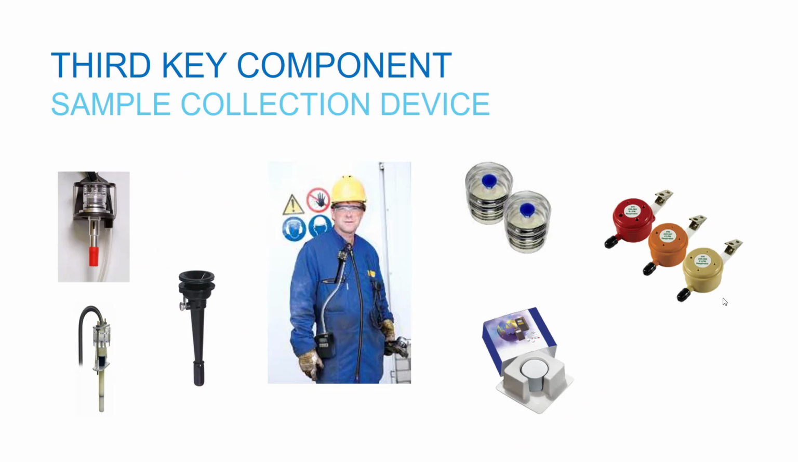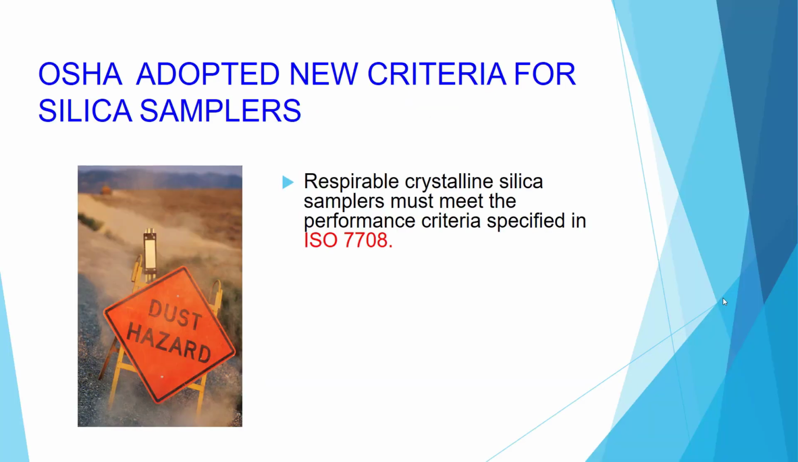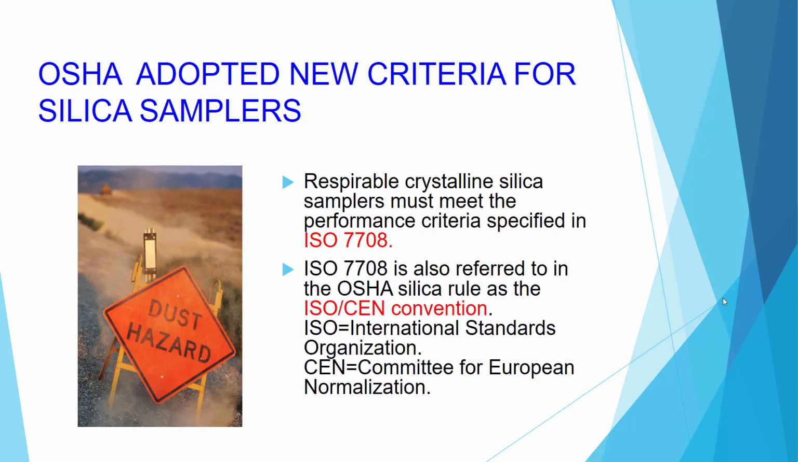The third key component is a sample collection device for respirable crystalline silica. One of the biggest changes in the OSHA final rule on silica is the new performance criteria specified for samplers. Respirable dust samplers must meet ISO standard 7708. You may also hear the standard called the ISO CEN convention. This is a global standard. ISO is the International Standards Organization, and CEN is the Committee for European Normalization.